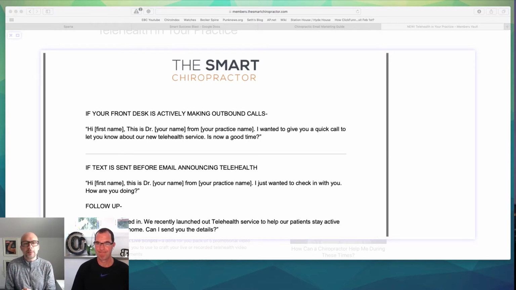A couple things to keep in mind with these scripts are we have built them for various stages of the patient journey. Some of you are making outbound calls. We'd recommend it. So there's a script there. If this is going before an email, there's a script there. So these are dynamic to be utilized in the way that makes sense with the flow of your telehealth promotion.